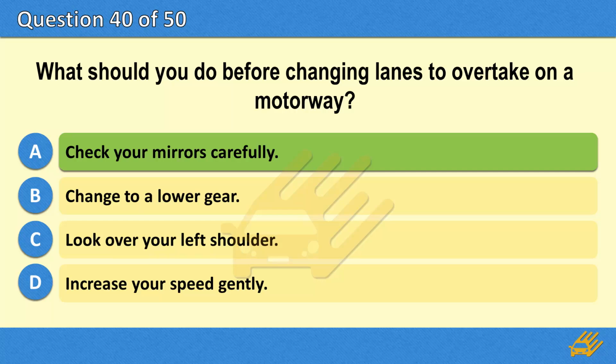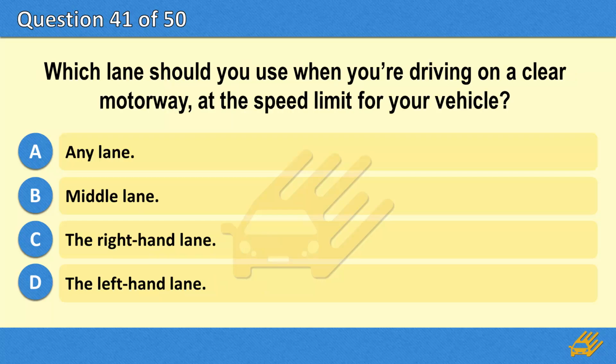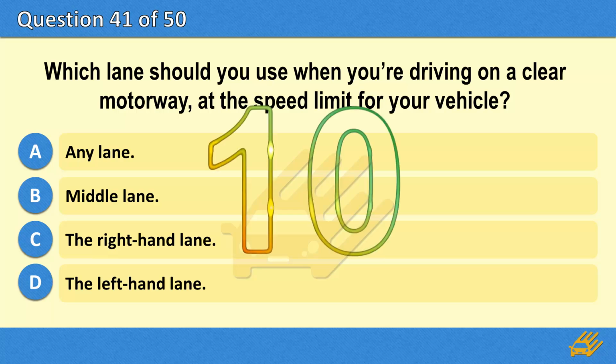The correct answer is A. Check your mirrors carefully. Which lane should you use when you're driving on a clear motorway, at the speed limit for your vehicle? A. Any lane. B. Middle lane. C. The right-hand lane. D. The left-hand lane.